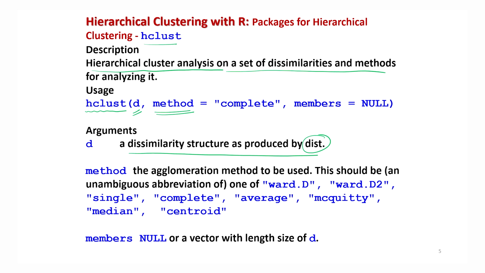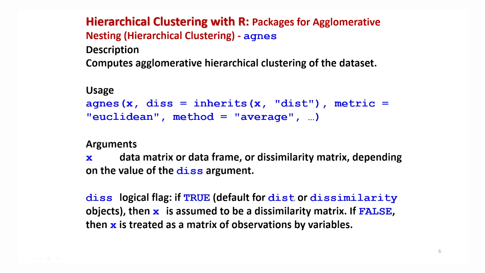So I have not explained these here, but they are not difficult. If you wish, you can use other types of methods also, and you can see here we have different types of methods: Ward method of Q-type, single linkage, complete linkage, average linkage, McQuitty, median method, centroid method, and so on. And then you have to give the members option, which is equal to null, or a vector with a length size of d, right? I will try to show you how you are going to use it.